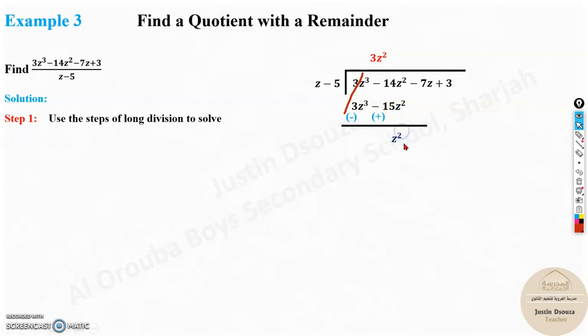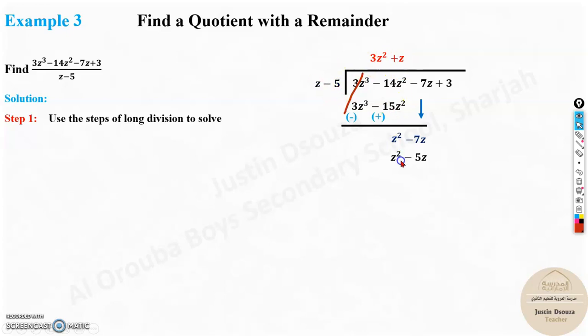See, this is the answer. Why? Because plus and minus. Minus 14 plus 15 will give you z squared. That's 1z squared. Bring the next term down. You will have minus zx. Now, how much do you have to multiply to z to get z squared? It is only z. So plus z.